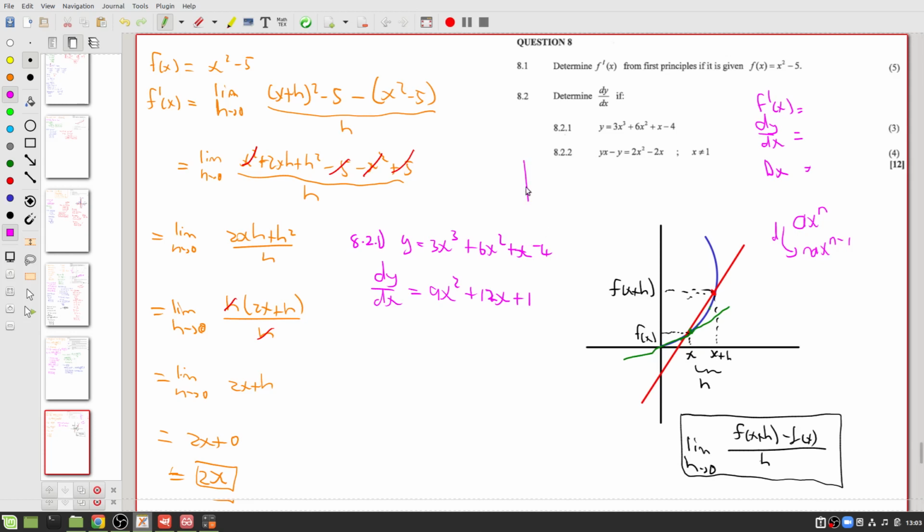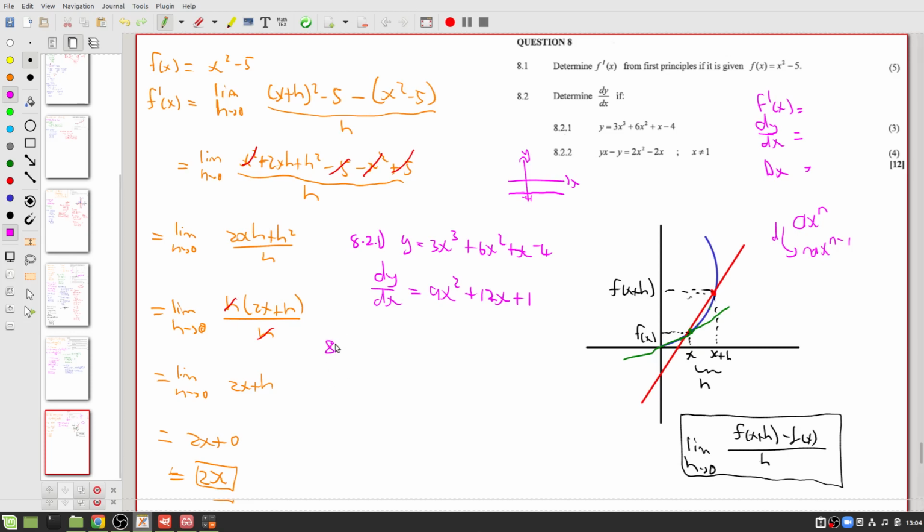And the reason is, if you have a graph and you have the line y equals negative 4, that's a flat line. What is the gradient of this line? Right, if it's the x-axis and that's the y-axis, what's the gradient of this line? 0, right? So what's the gradient of that? 0. So we don't need to add that. So constants fall away. All right, so that's done. That is dy/dx for 8.2.1.